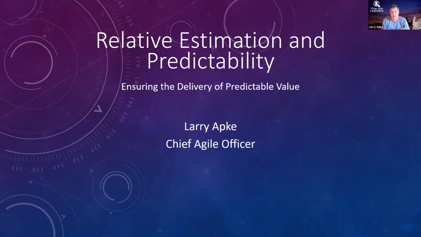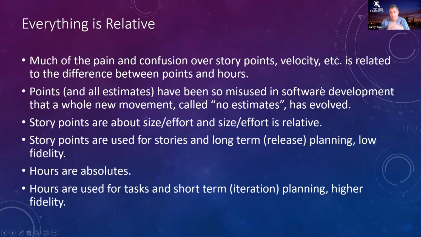And this could be used in anything in your life, not just software development or Agile or your work. This can be used in your personal life, and people do it, right? It's called relative estimation and predictability. I'm going to start with a pretty simple premise.